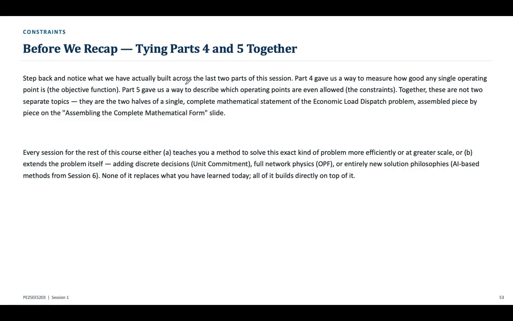So before we recap, tying parts 4 and 5 together, step back and notice what we have actually built across the last two parts of this session. Part 4 gave us a way to measure how good any single operating point is, the objective function. Part 5 gave us a way to describe which operating points are even allowed, the constraints. Together, these are two halves of a single complete mathematical statement of economic load dispatch, assembled piece by piece.